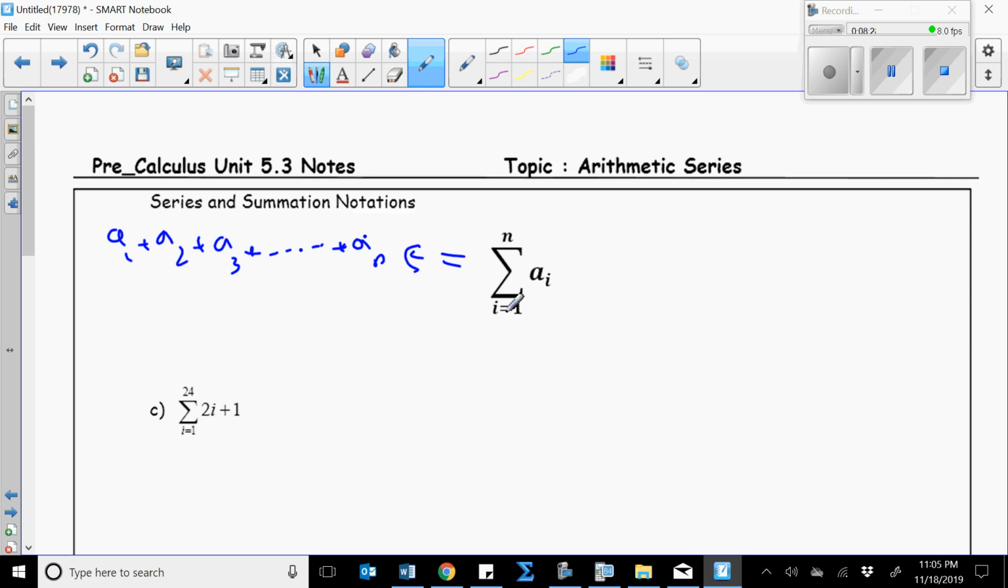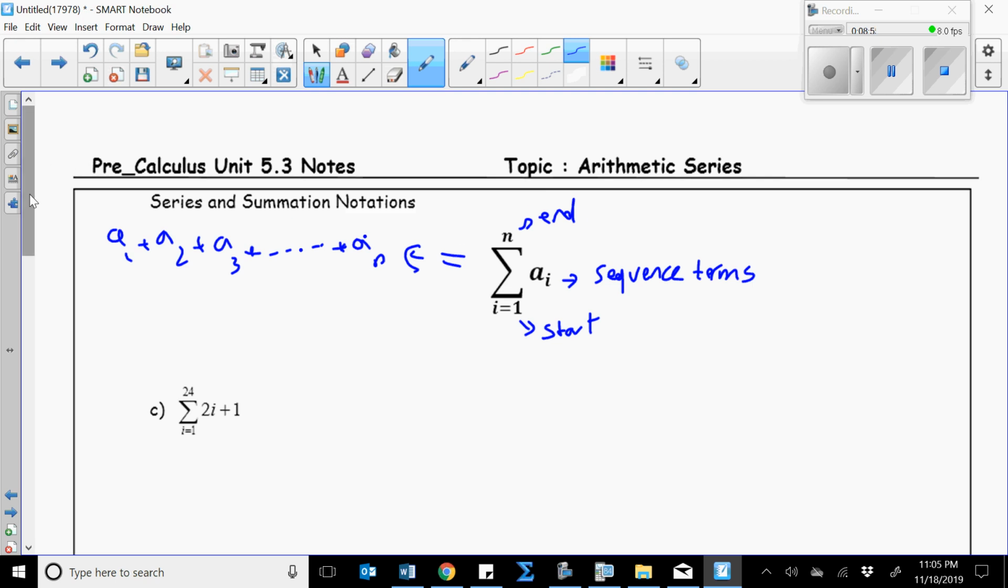So when I say i equal to 1, here in the bottom side of sigma, this is the start point. And n is the end point. And ai is the sequence terms. And this i that you see here will start from 1, and each time we will add 1 to i until we reach n.